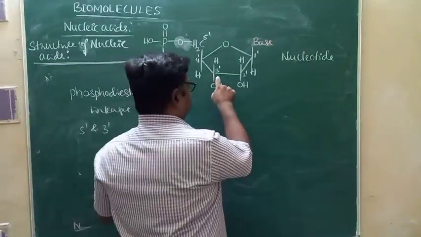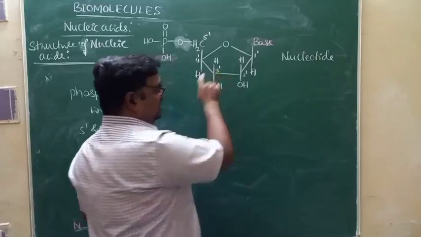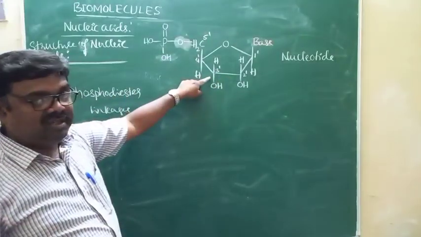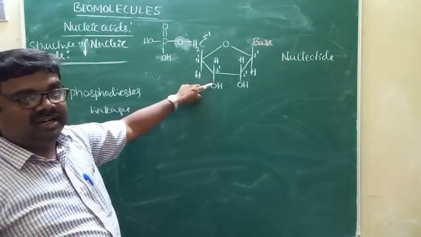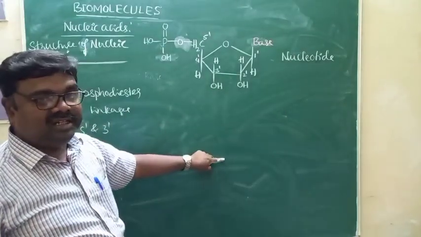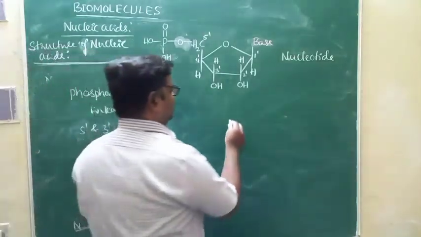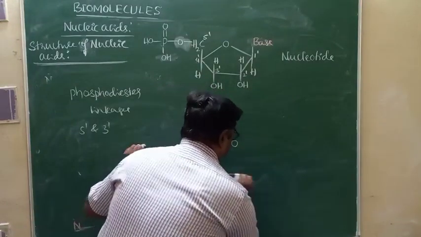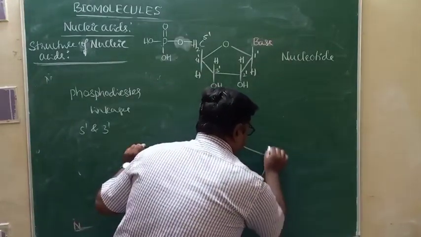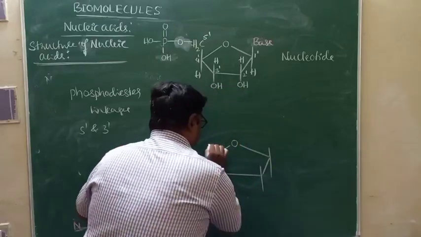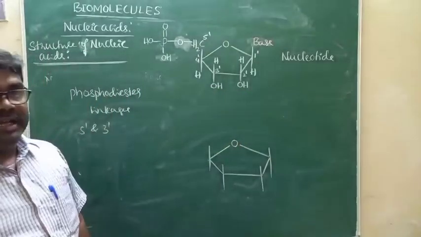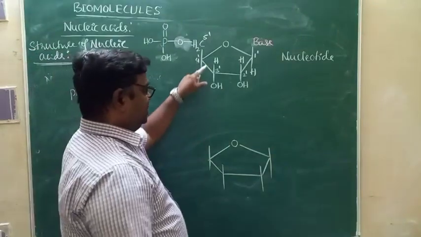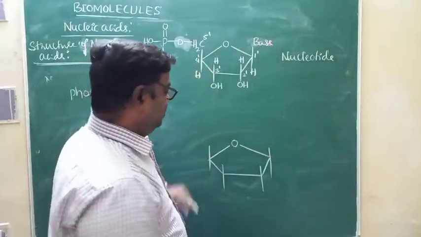Now at this moment, this particular OH group at the 3' position also forms an ester linkage with another nucleotide. Let me write one more nucleotide, because you know, nucleic acids are produced by the combination of a large number of nucleotide units.